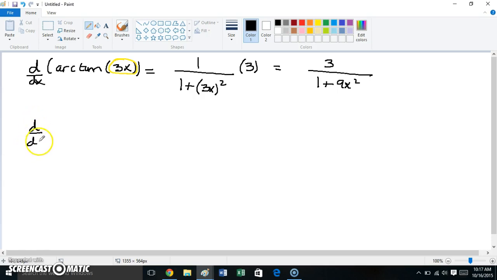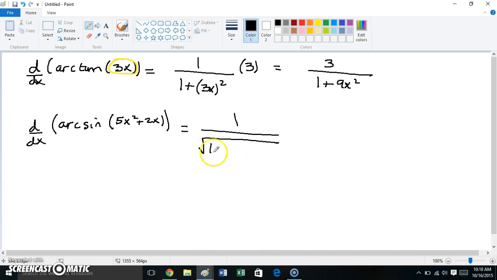Okay, what's the derivative of the arcsine of 5x squared plus 2x? Well, the derivative of arcsine is 1 over the square root of 1 minus 5x squared plus 2x quantity squared. Since the inner function was not a simple x, I must multiply by the derivative of the inner function using the chain rule. So that would be 10x plus 2.